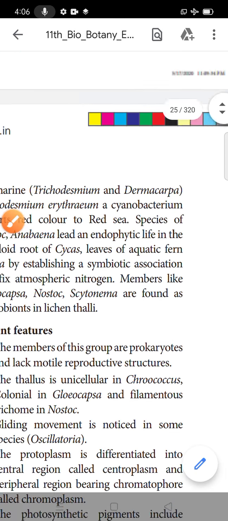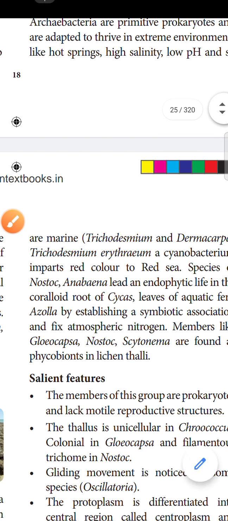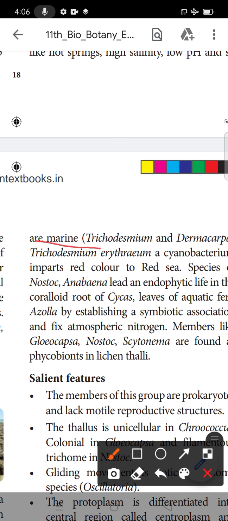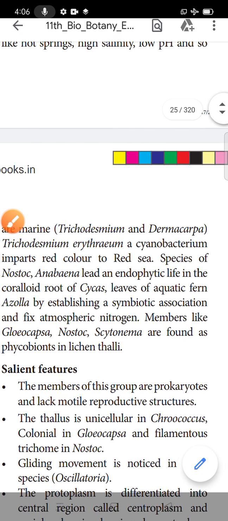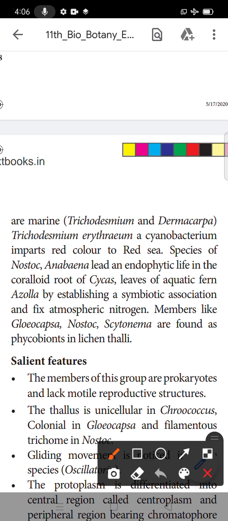Few are marine, and few only for the marine. So marine examples are also present: Trichodesmium and Dermocarpa. Trichodesmium erythraeum, a cyanobacterium, imparts red color to the Red Sea.